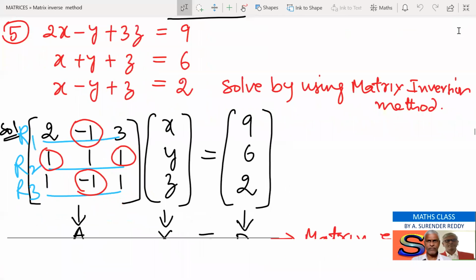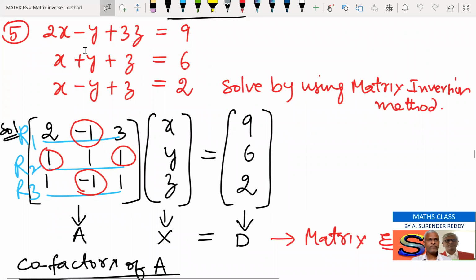That is 5th problem. 2x minus y plus 3z is equal to 9. x plus y plus z is equal to 6. x minus y plus z is equal to 2 is the system of simultaneous equations. Solve this system of equations by using matrix inversion method.